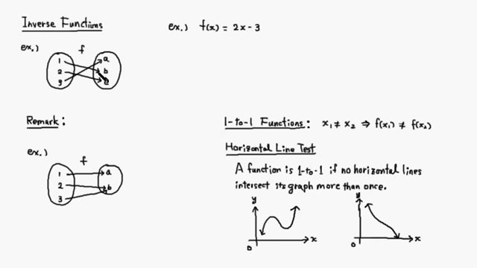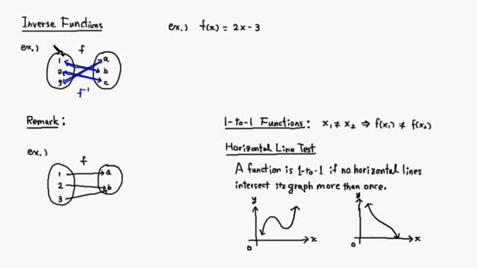So you can see that B is mapped back to 1, and C is mapped back to 2, and A is mapped back to 3. All right, so this is called F inverse, the inverse function.